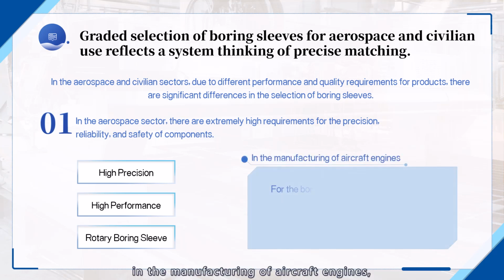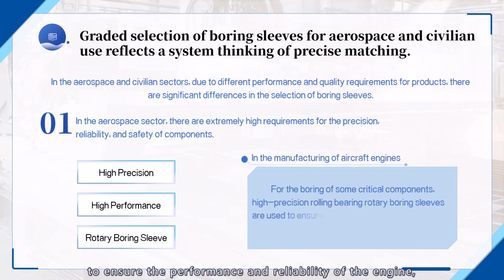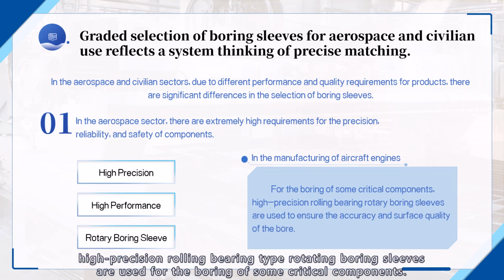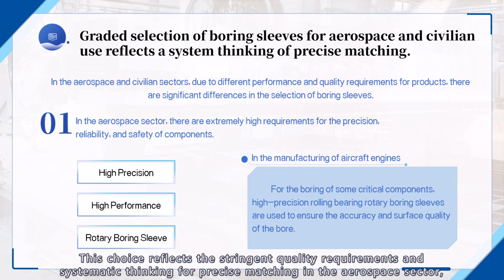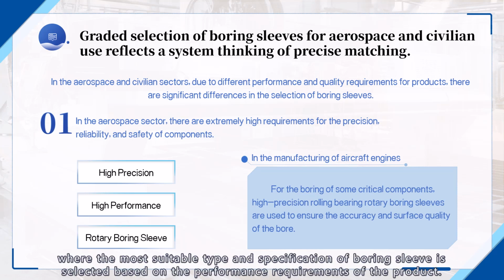For instance, in the manufacturing of aircraft engines, to ensure the performance and reliability of the engine, high-precision rolling bearing type rotating boring sleeves are used for the boring of some critical components. This choice reflects the stringent quality requirements and systematic thinking for precise matching in the aerospace sector, where the most suitable type and specification of boring sleeve is selected based on the performance requirements of the product.